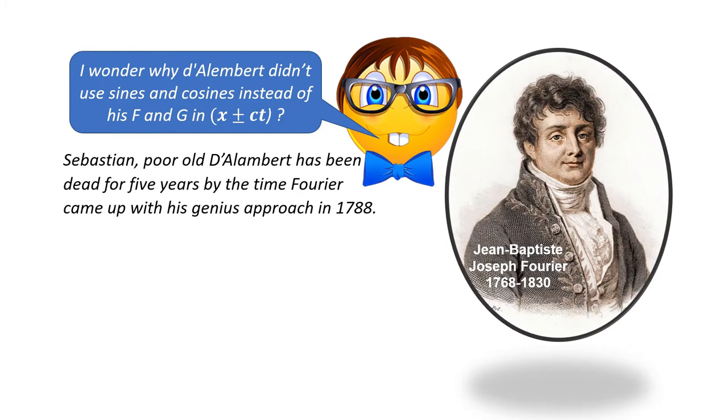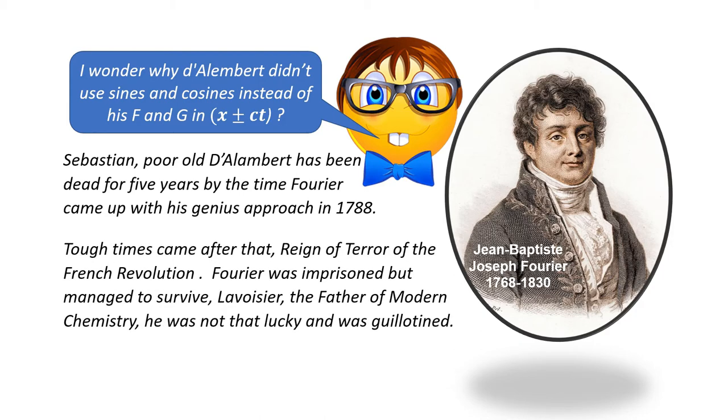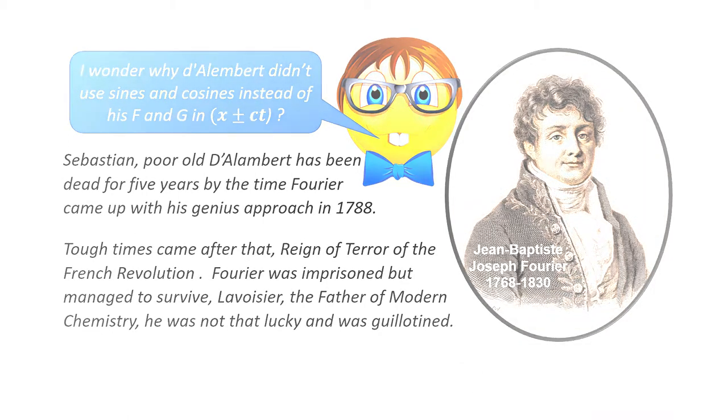Sebastian, poor old D'Alembert, had been dead for 5 years by the time Fourier came up with his genius approach in 1788. Tough times came after that, the reign of terror of the French Revolution. Fourier was in prison, but managed to survive. Lavoisier, the father of modern chemistry, was not that lucky, he was guillotined.